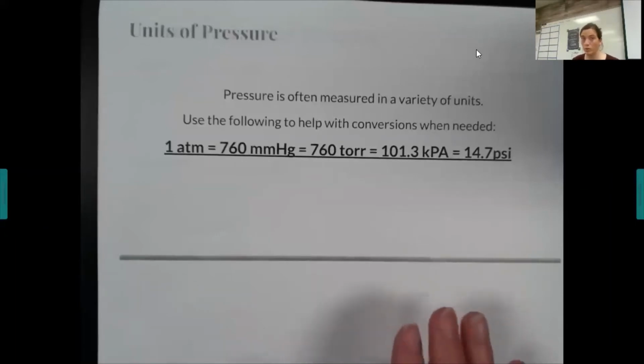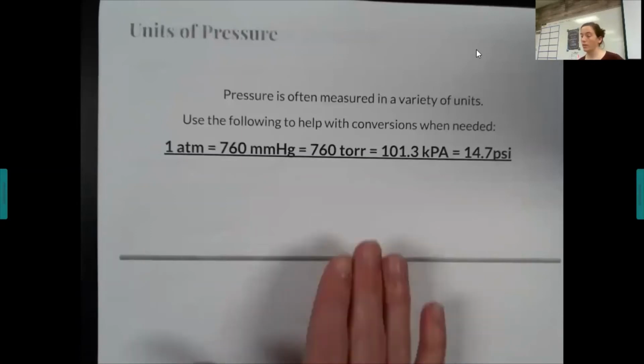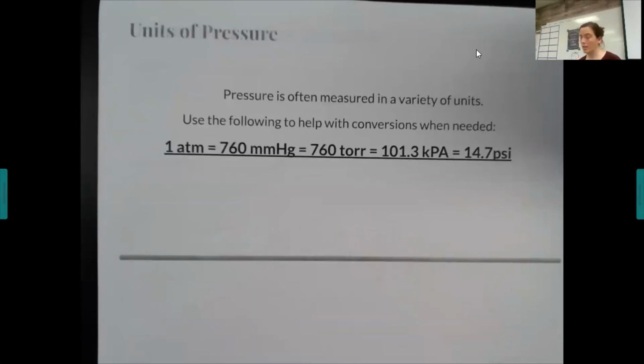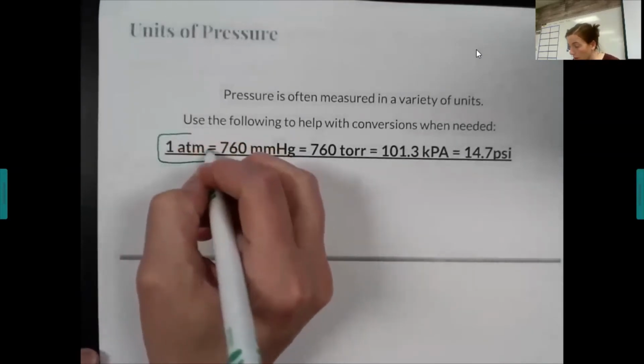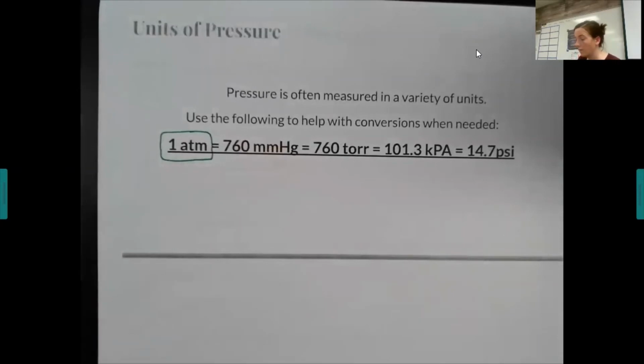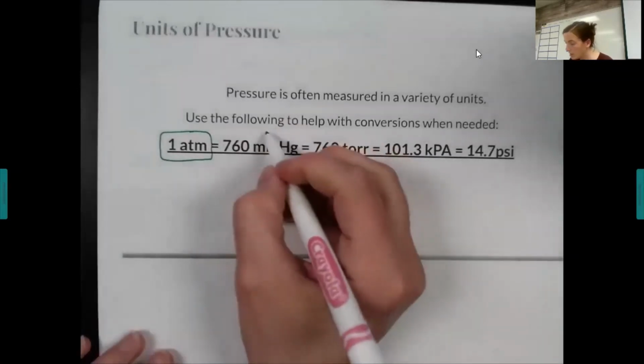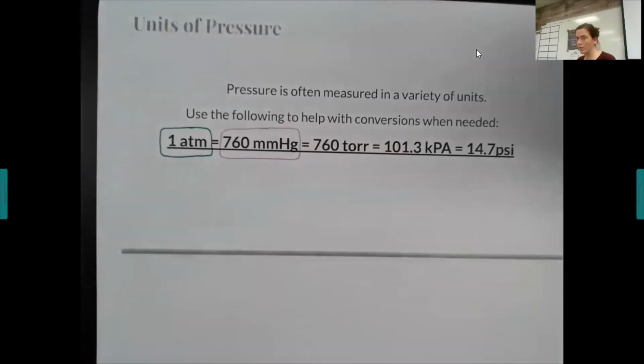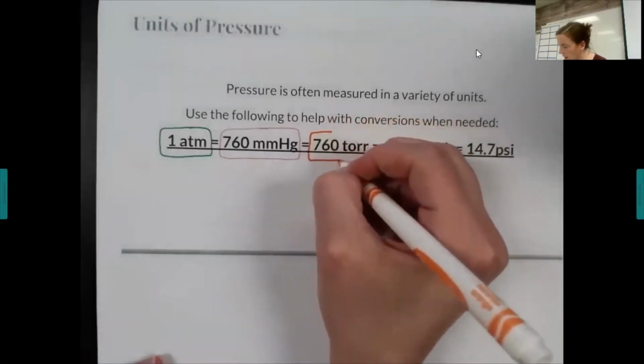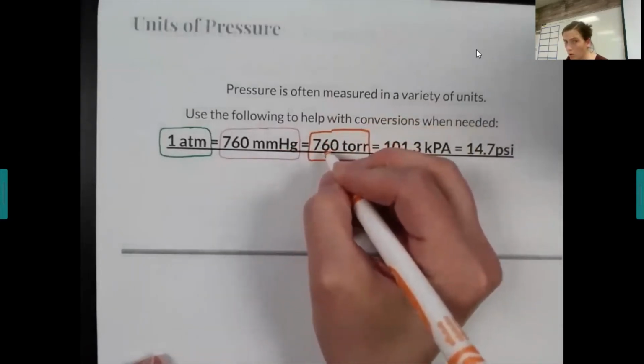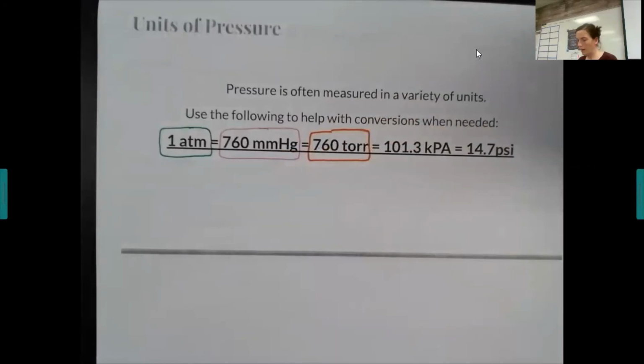Okay guys, I'm going to be moving to paper to show you these last few examples. With Dalton's law, when we're talking about units of pressure, pressure often comes in a variety of units. So we're going to use the following to help us with conversions. A lot of times we see pressure in the science world measured in atmospheres. Pressure, among other things, is also taken as millimeters of mercury. I'm marking these as different colors because I'm going to be using these colors throughout the examples. We also use the unit torr, and if you notice, millimeters of mercury and torr are equal to the same number. Then we have kilopascals.